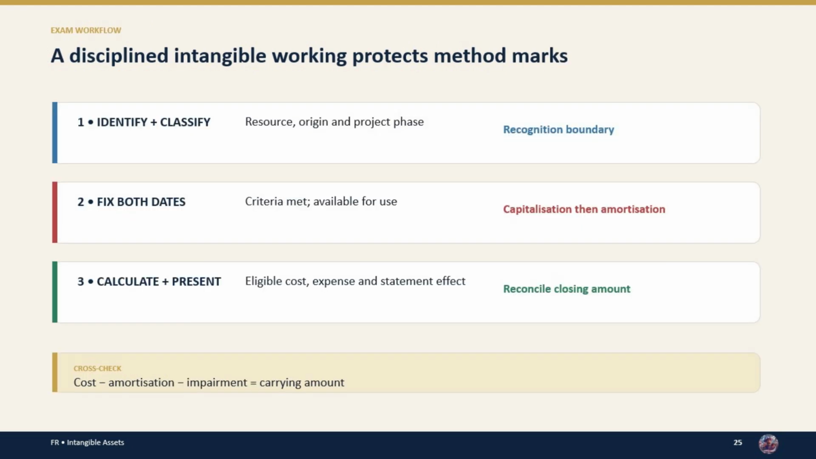Identify whether the resource is separable or based on legal rights. Classify how it arose: purchased, research, development, or prohibited internal item. Fix the exact date all development criteria are met. Build eligible cost only from that date, then amortize from the available for use date. Finally, reconcile recognized cost less accumulated amortization and impairment to the closing carrying amount and state the profit and asset effects.